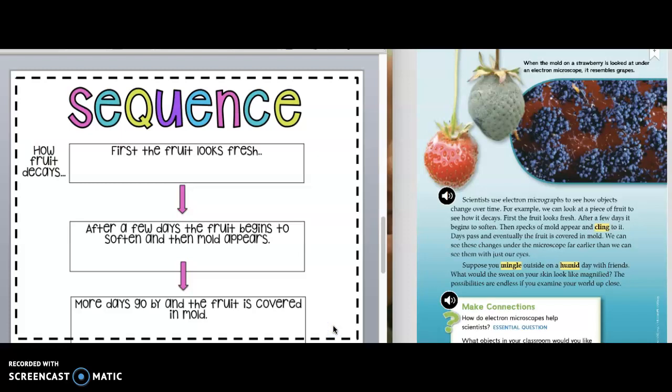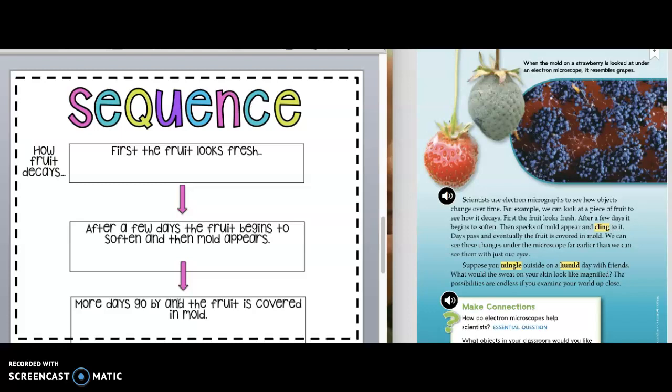Now, in order for fruit to decay, which means for it to go bad, it has to be fresh first, right? I mean, that's kind of a given. In order for fruit to go bad, it has to be fresh. After a few days, the fruit begins to soften and then mold appears. Now think back to fruit that you've seen in your refrigerator, right? It's in the fridge, it's fresh. If it sits there for a few days, it gets soft. Then you may see some mold if you haven't thrown it out. And then last, if more days go by and you still have the fruit, it'll be covered in mold.